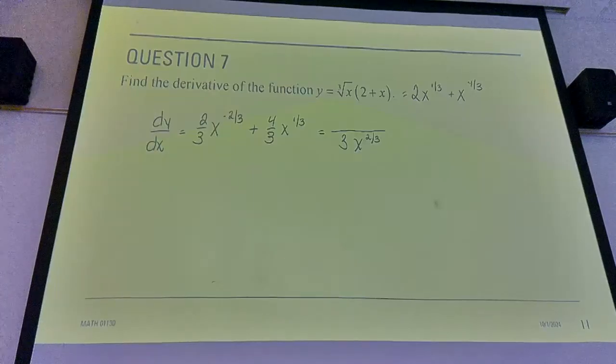We have 3x to the 2/3 in the denominator. I'm factoring out an x to the minus 2/3. 2 plus 4 times what? So x to the negative 2/3 factored out from x to the 1/3 leaves you with what?